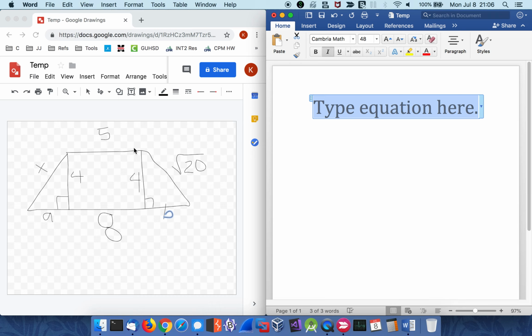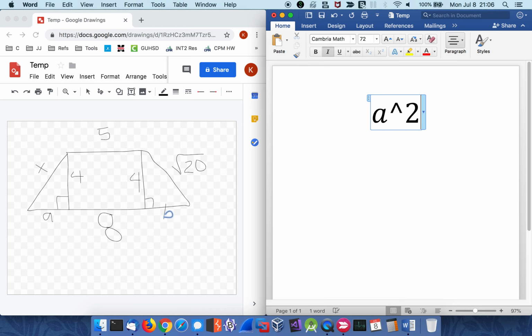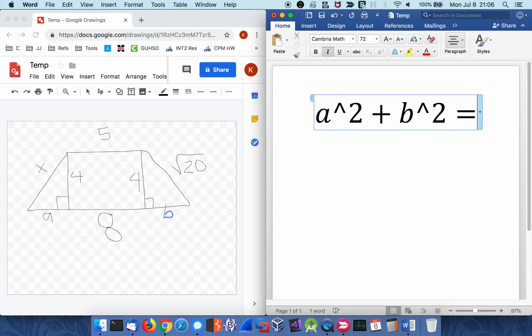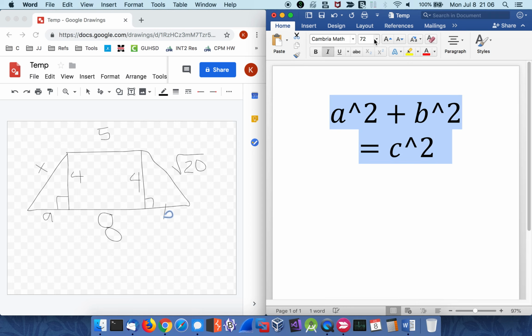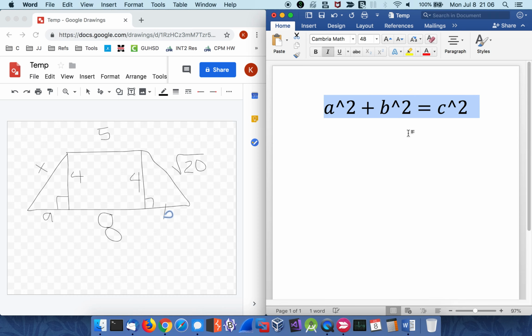Alright, so first we're going to find B. We know that because this is a right triangle, we can use the Pythagorean theorem. Just in case you don't remember what the Pythagorean theorem is, it is A squared plus B squared equals C squared. Those are big. Let's make that smaller. There we go. That's the Pythagorean theorem: A squared plus B squared equals C squared.